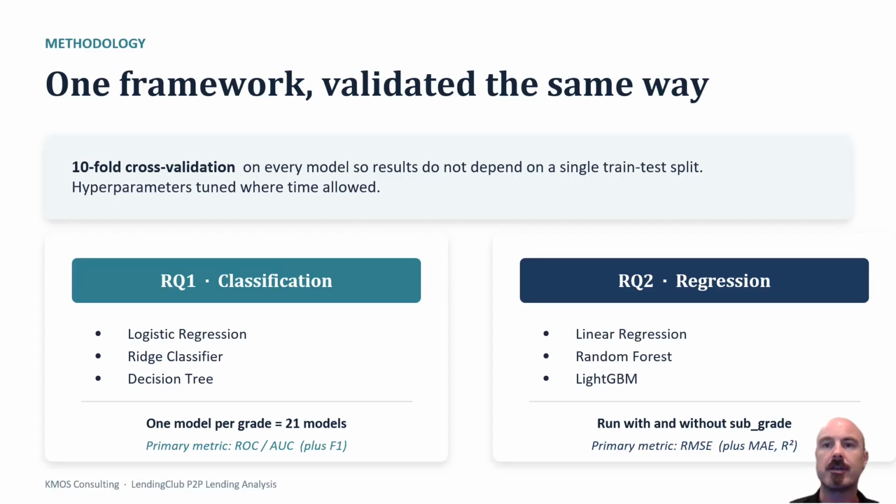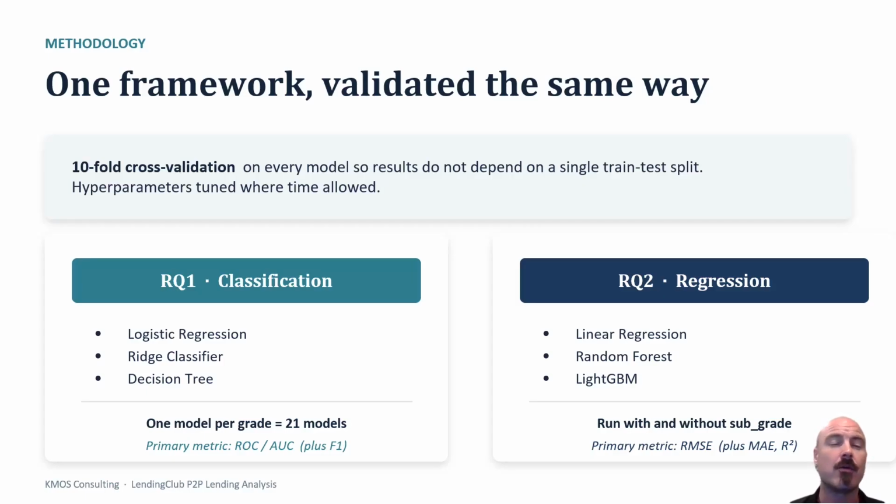Our feature engineering included the creation of derived variables where it was appropriate. We validated everything in the same way. That was tenfold cross-validation. We did that on every model just to make sure that no single split drove the numbers, so that there was nothing weird in one train-test split.